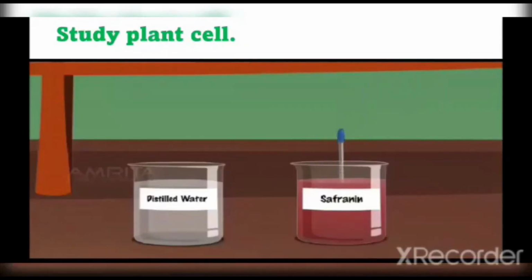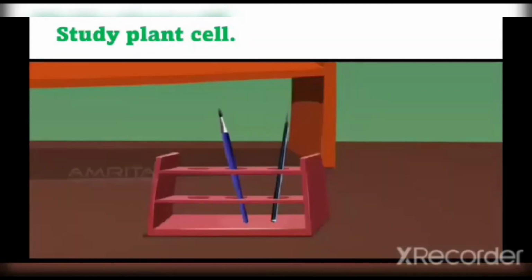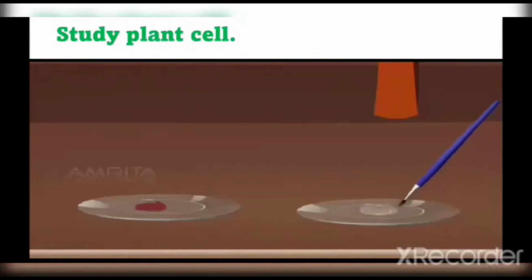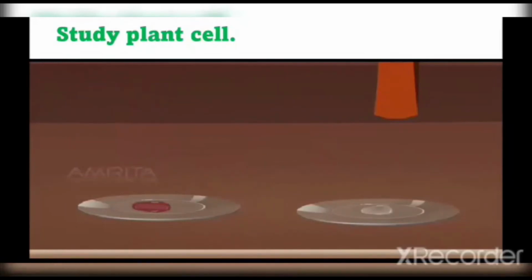Take some saffron in solution using a dropper. Put a few drops of saffron in solution into another watch glass. Using a brush, transfer the peel into a watch glass containing saffron in solution. Keep the epidermis for 30 seconds in saffron in solution so the peel can become stained. Using the brush, take the peel from the saffron in solution and put it into the watch glass containing distilled water.